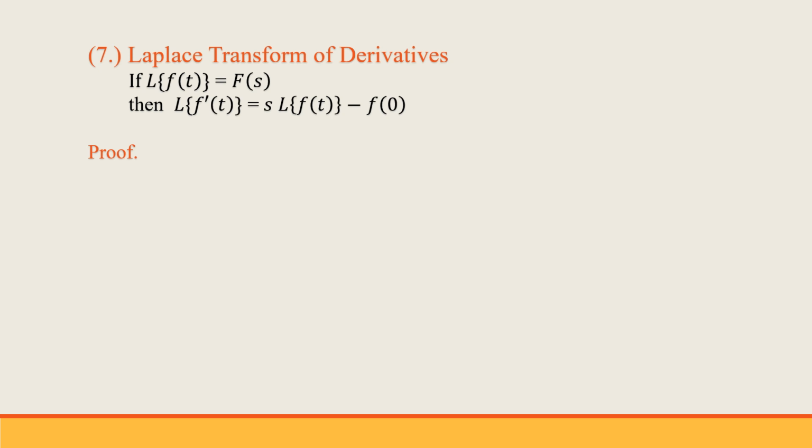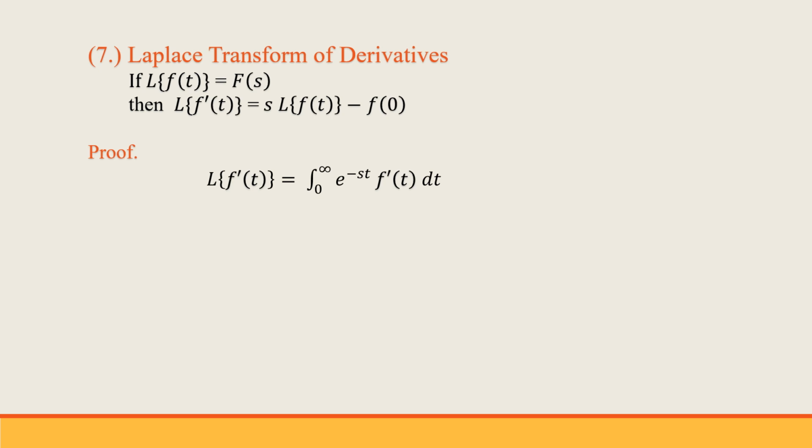From the basic definition of Laplace transform, if we find the Laplace transform of f'(t), that is the derivative of f(t), we can write it as the Laplace transform of f'(t) equal to integral 0 to infinity e raised to the power minus st into f'(t) dt. We have just replaced f(t) by f'(t). Now let's solve this equation by the basic integration by parts.